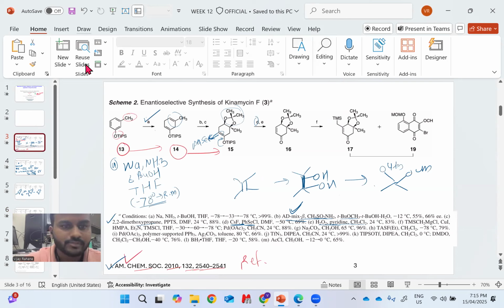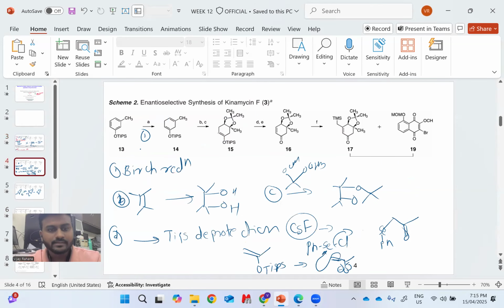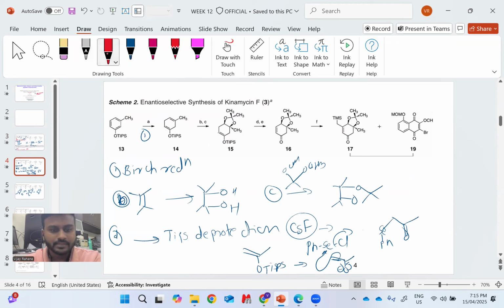So basically, in this one, what are the steps involved in the given transformation? The first step was the Birch reduction reaction. Upon Birch reduction, it forms this double bond, so this aromatic ring gets reduced. The next step, the B step, is the conversion of the double bond to the diol by using AD-mix beta.